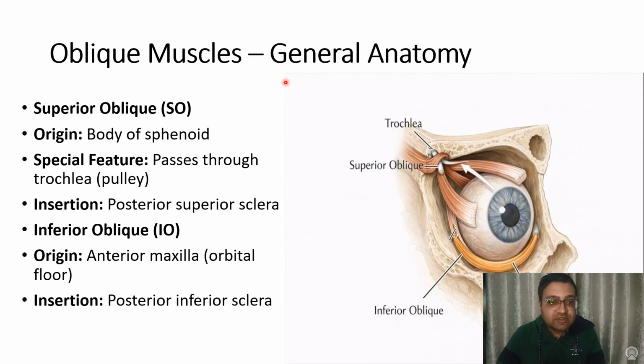Coming on to the oblique muscles, let us learn their general anatomy. We have two muscles, superior oblique and inferior oblique. Superior oblique arises from the body of the sphenoid and passes through the trochlea superiorly, and then gets inserted into the sclera posterior to the equator. Similarly, inferior oblique is the only muscle that arises from the orbital floor, that is the anterior maxilla, and gets inserted into the posterior sclera inferiorly, posterior to the equator.